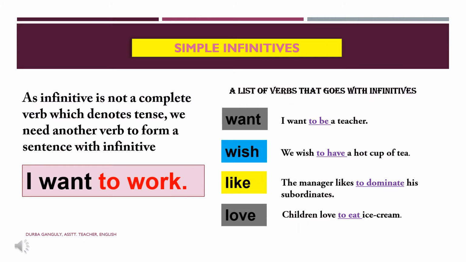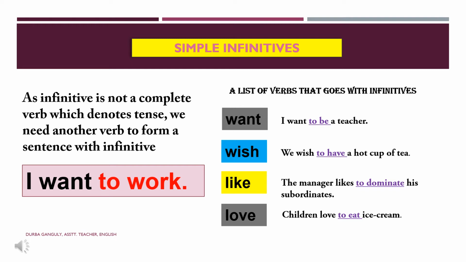In today's class, we will learn about simple infinitives only. Yes, there are other types of infinitives also, like progressive infinitives, perfect infinitives, passive infinitives, like that. But in today's class, we will deal only with simple infinitives. You know that an infinitive is not actually a complete verb which denotes time. That's why you always need another verb to form a complete sentence with an infinitive.